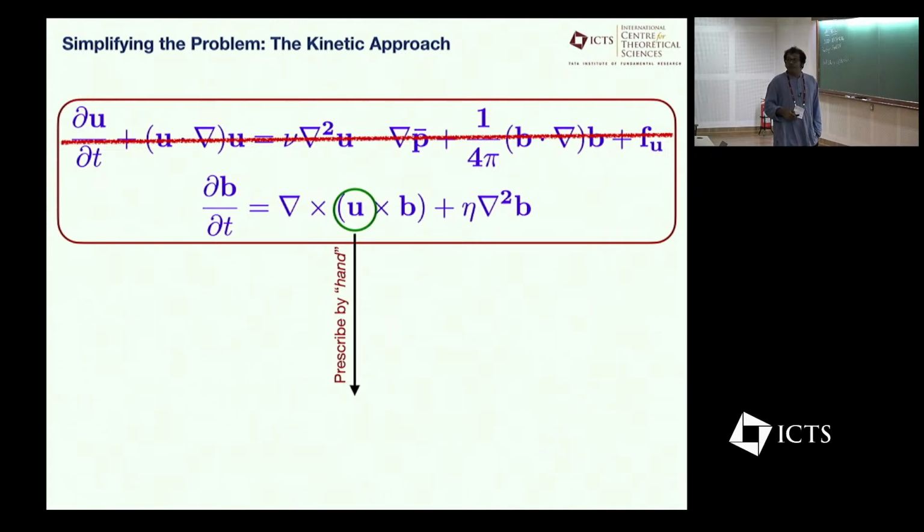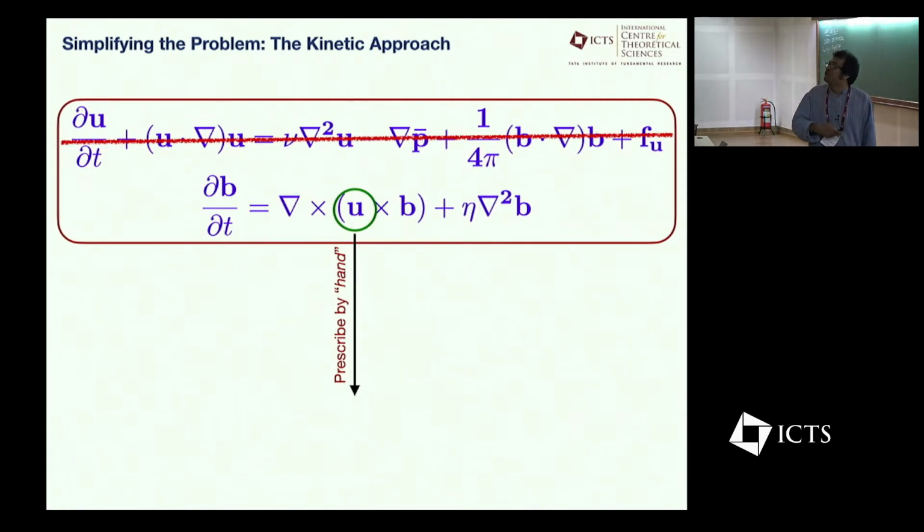All right. A nice simplification comes from what's known as a kinetic or kinematic approach, where you do the following. You neglect the Navier-Stokes part of this equation. You're not interested in what's happening to the fluid field, and you say that I'll just worry about the induction equation for the B field, and I'm going to put in by hand what the velocity field is.